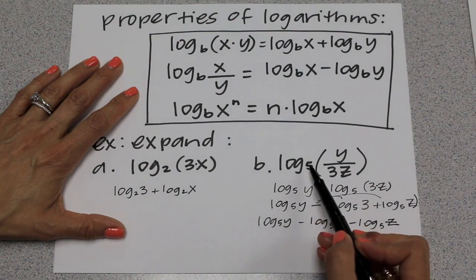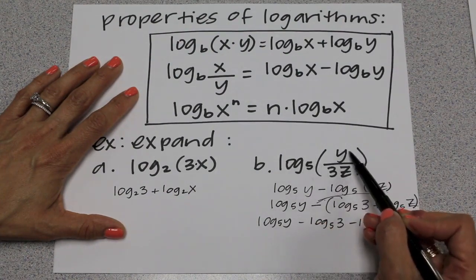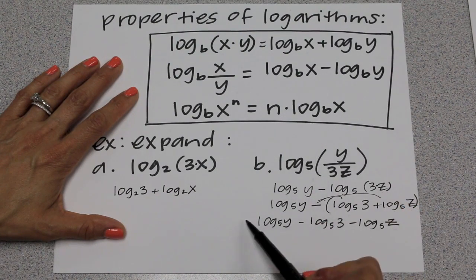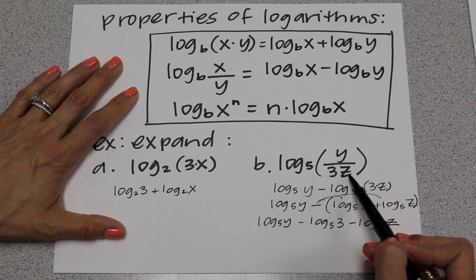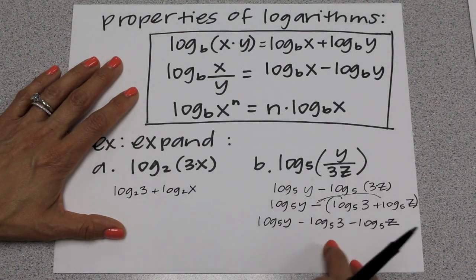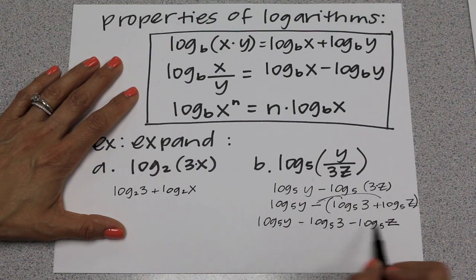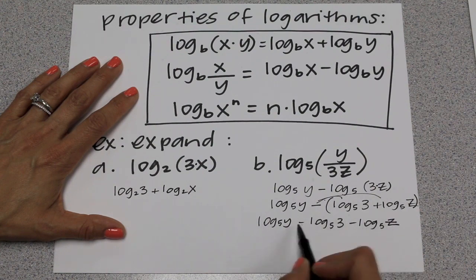So from the top you have log base 5 of y, the y is on top and that log is positive. The 3 and the z are in the denominator and both of their logs have a negative in front. Log base 5 of 3, log base 5 of z, they both have negatives.